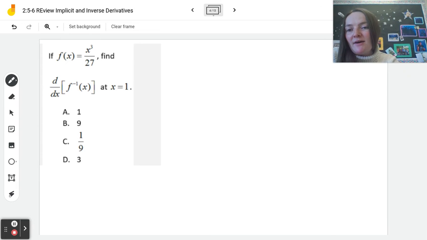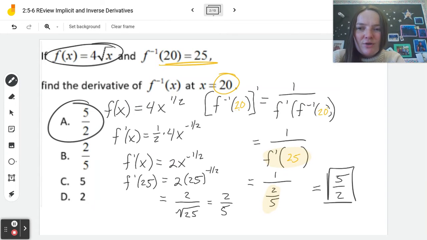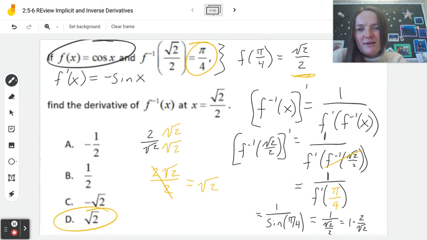All right, next one. If f of x is equal to x cubed over 27, we're going to use the same method. In fact, this method of finding the inverse and taking the derivative is a totally valid method. In fact, it's probably easier to do when the inverse is possible to take. So if we take a look at the first couple examples, we couldn't take the inverse very easily. I guess we could have. So it's really up to you.